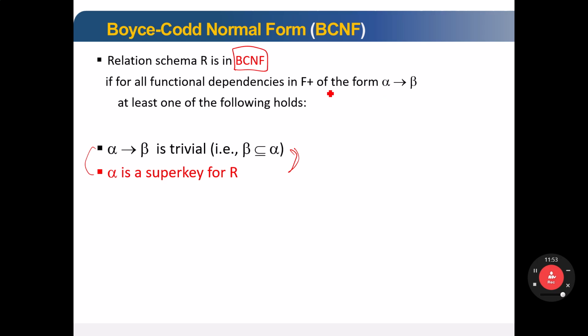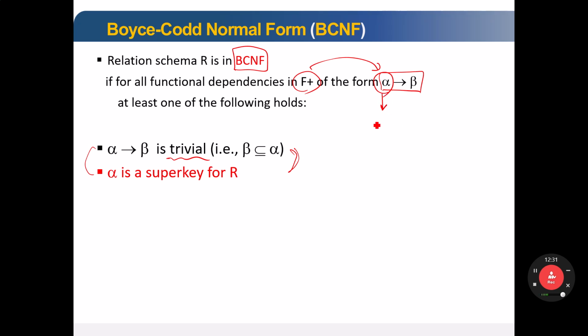Suppose you computed the closure of your functional dependency, and let's take each functional dependency from this set, and if each functional dependency is trivial, it is good. And also, if it is not trivial, then you need to check whether the left term is a superkey of the given table. If so, your table is in good shape. Your table satisfies the BCNF.